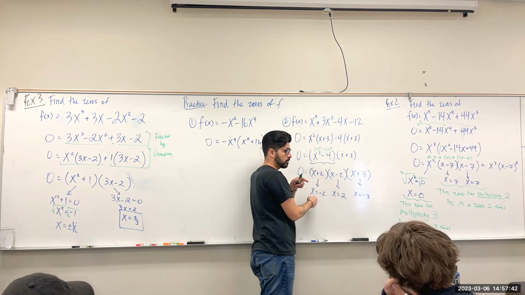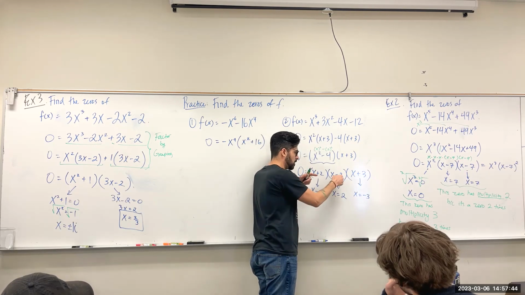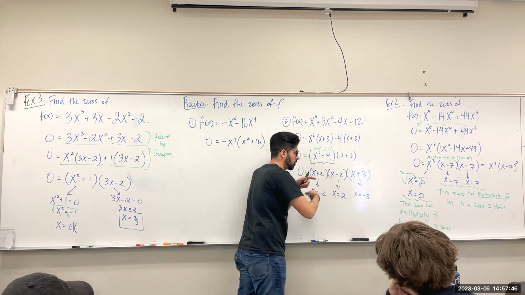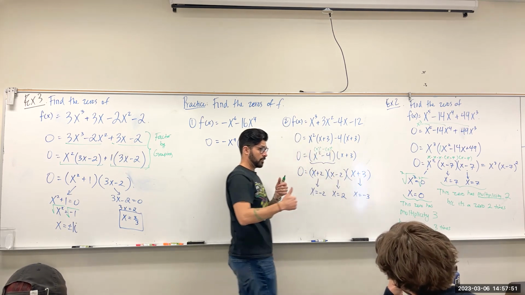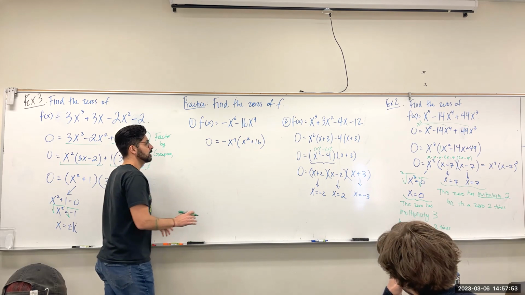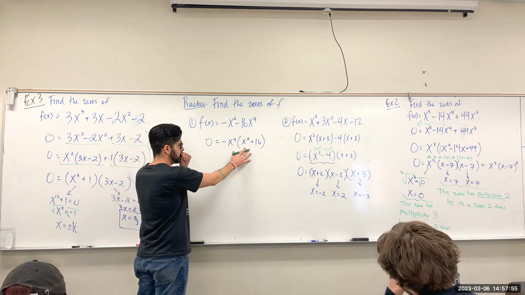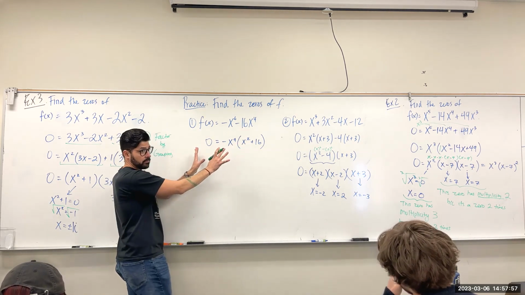But there are 3 multiplicities in total. This has multiplicity 1, this has multiplicity 1. So in total, there's 3 multiplicities. Okay, so you have 3 multiplicities. This one, that's it, there's no more factoring.